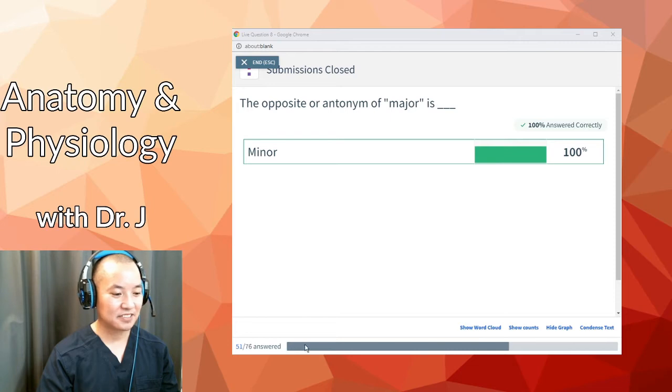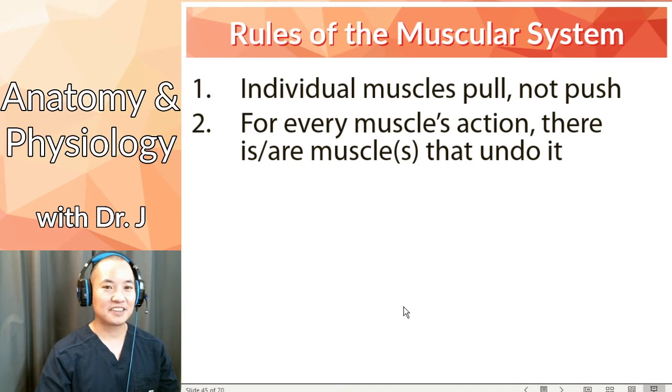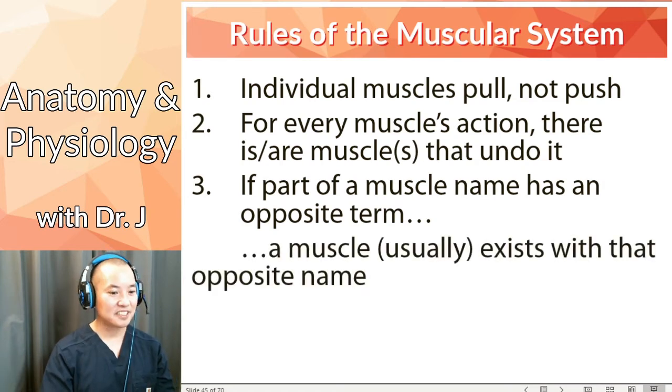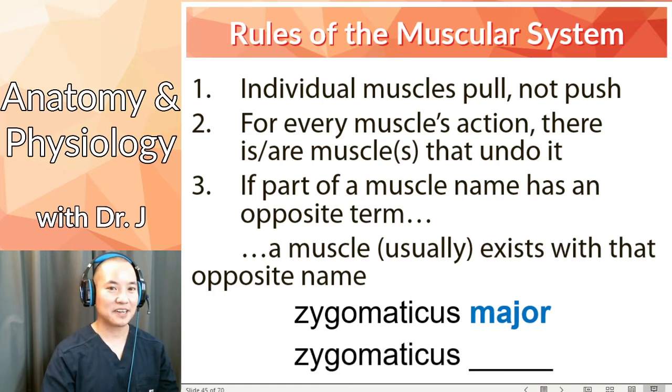Now, when you're studying these muscles and just looking at the names of these muscles, remember our general rules of the muscular system? This is a very unofficial one, but I find it useful when I'm trying to study and name muscles. If part of a muscle name has an antonym, a direct opposite term, then a muscle usually exists with that opposite name. Not all the time, but most of the time, if there's a major, there's a minor. So if there's a zygomaticus major, is there just a major? No, it's comparing it to something else, right? So that's why you have a zygomaticus minor as well.